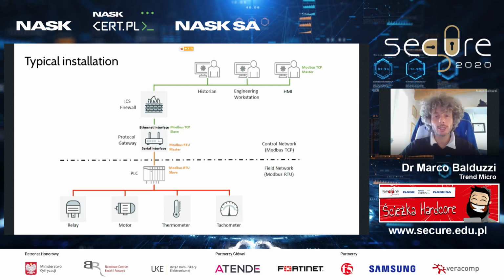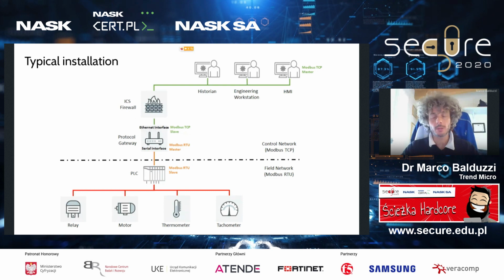This is a typical installation, as I was mentioning. You have a device here in the middle of the screen that is used to connect the control network to the field bus network. In this specific case, the gateway translates from Modbus TCP, which is the TCP/IP implementation of Modbus, to Modbus RTU, which is the serial implementation of Modbus.